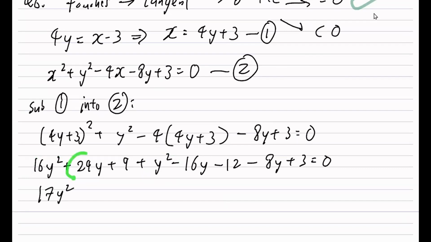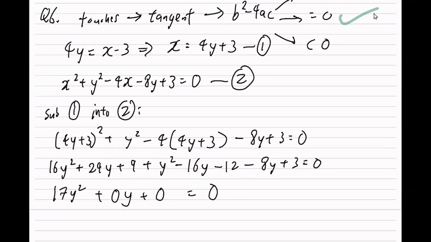Combine like terms, what do you see? 24y minus 16y minus 8y. What a coincidence, plus 0y. Combine like terms, what do you see? I see a 9 minus 12 plus 3. What a coincidence, it is a 0. Was that meant to happen? What a coincidence. We don't really have much of a quadratic to solve.